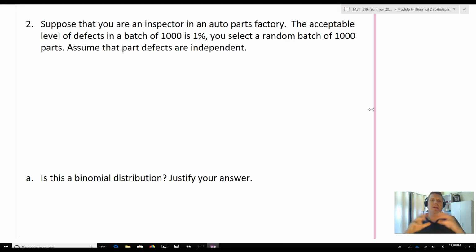It says, suppose that you're an inspector in an auto parts factory. The acceptable level of defects in a batch of 1,000 is 1%, and you selected a random batch of 1,000 parts. Assume that the part defects are independent. So what I want to do first is determine if this is binomial.